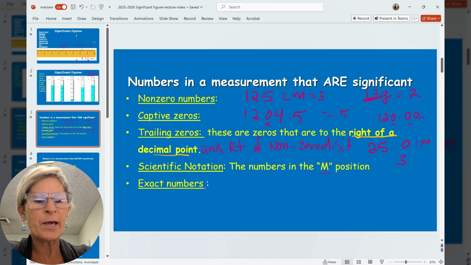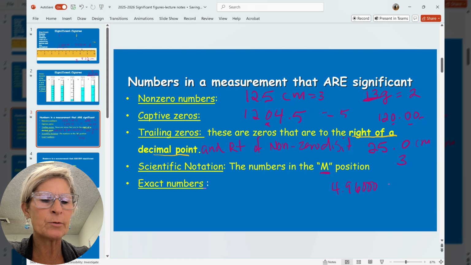The numbers in the M or coefficient position in a number are always significant. So if I have 4.96000 times 10 to the fourth, okay, every single one of these numbers are significant. If I have 2 times 10 to the negative 12th, I have 1 sig fig.